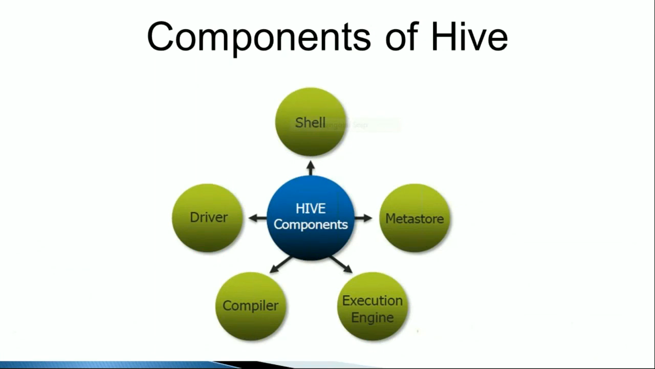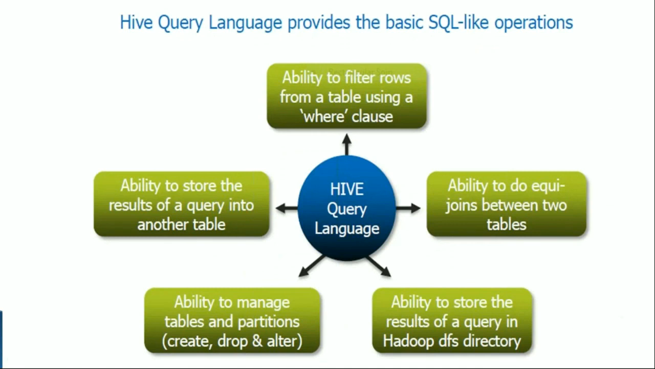Just like in Pig, we saw three components. What are the three components? Grunt, Embedded, and Script. In Hive, we have similar components such as shell, like Grunt, Metastore, Engine, Compiler, and Driver. Driver is used to connect to the database. Compiler is used to compile the Hive script, the SQL language. Metastore is an internal database that stores the structures.